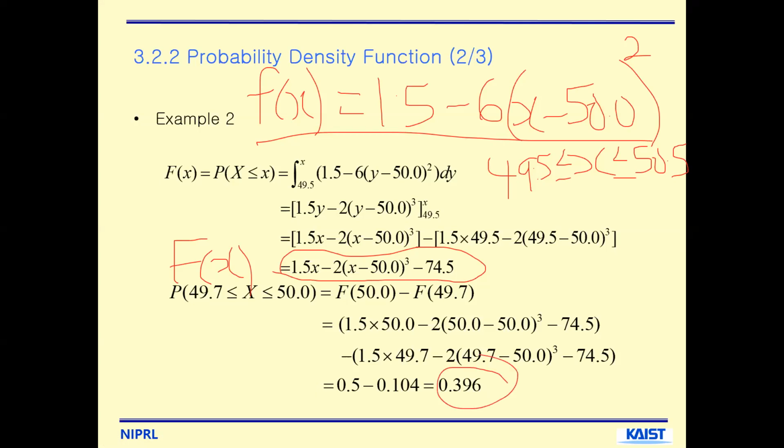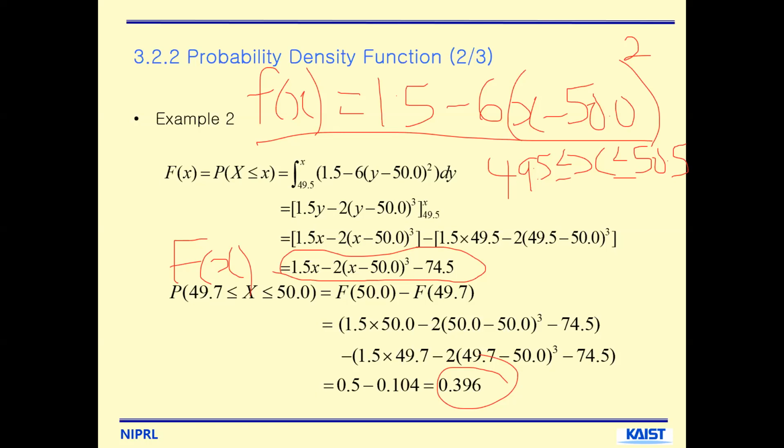That is 0.396. So what is the interpretation here? The probability that the random variable will lie between 49.7 and 50.0 is 0.396. We're talking about the diameter of a metal cylinder in this particular company. So the probability that the diameter of a metal cylinder will lie between 49.7 and 50.0 is 0.396, which is about 39.6%.